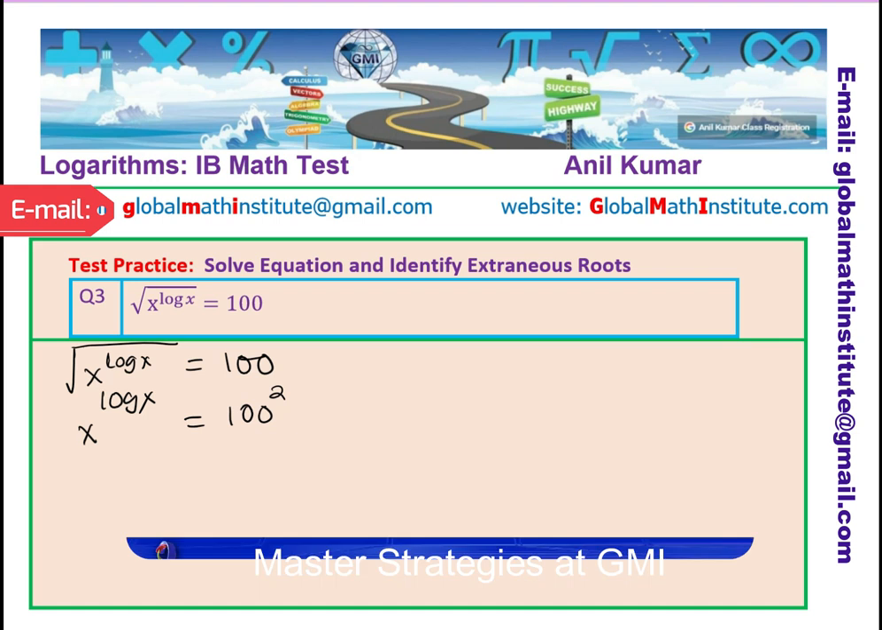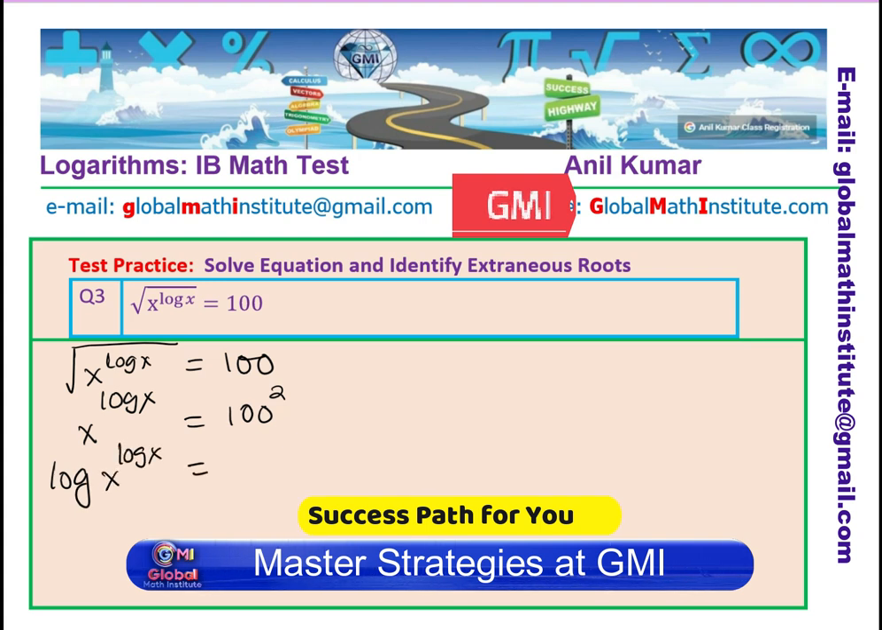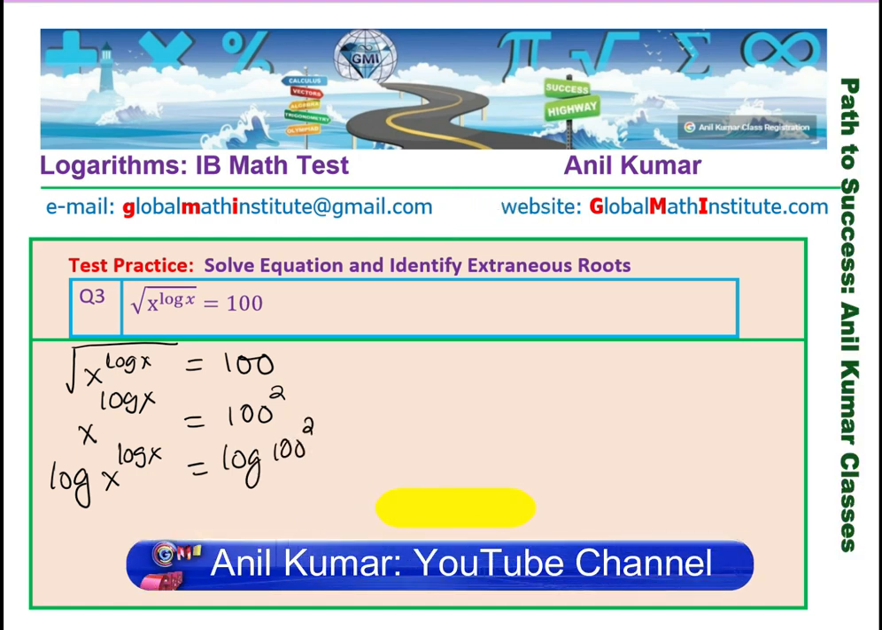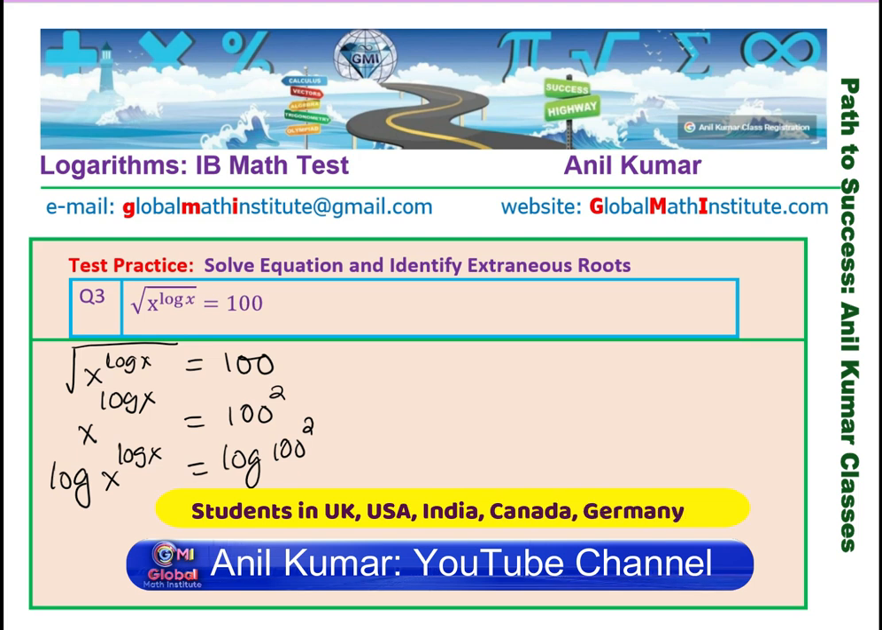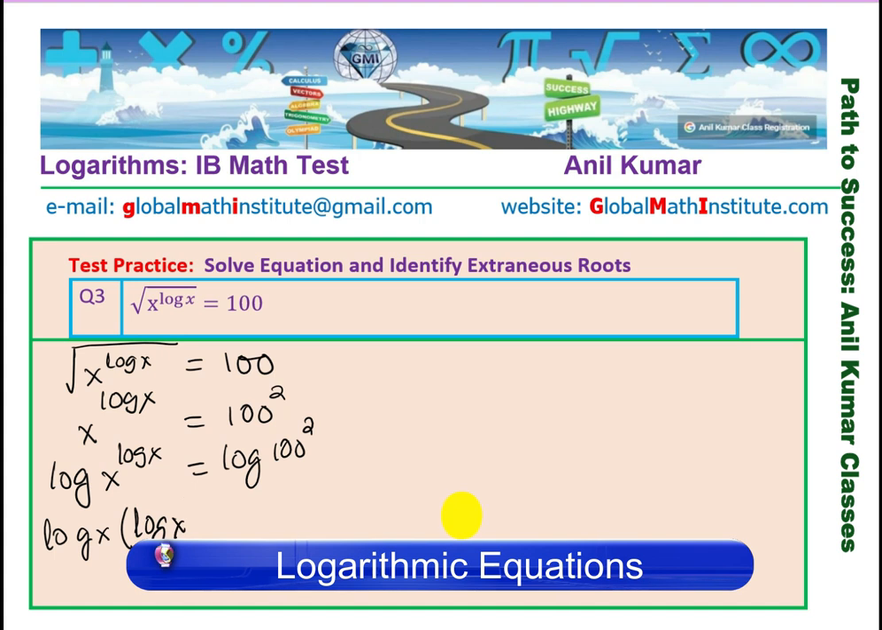We can take log on both sides. So taking log on both sides means it'll be log of x to the power of log x equals log of 100 to the power of 2, which is 10 to the power of 4. Now, what is log of x to the power of log x? It is equal to log x times log x. Do you see that is very critical to understand? And this part, 100 to the power of 2, is 10 to the power of 4, which has log equal to 4. Is that clear to you?